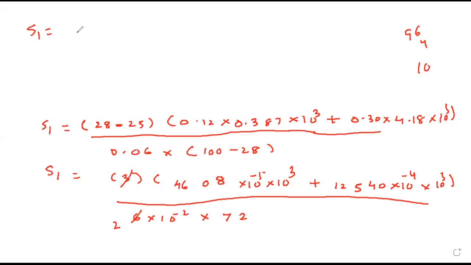Therefore, S1 equals to. Make both like terms so that we can add. So 4, 6, 0, 2, 10 raised to minus 5, and plus 3, that will become minus 2. So 46.08 plus, that is minus 1. So 12540 upon 144 into 10 raised to minus 2. Any doubt in this calculation?